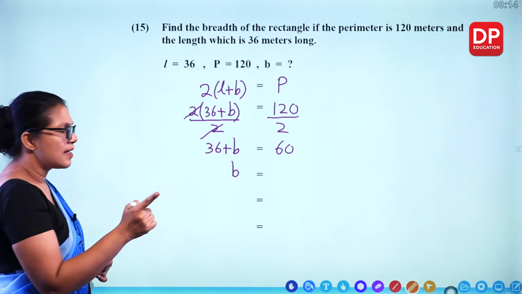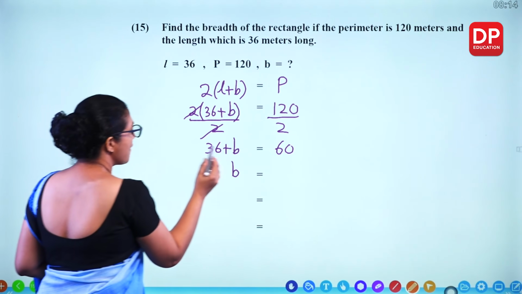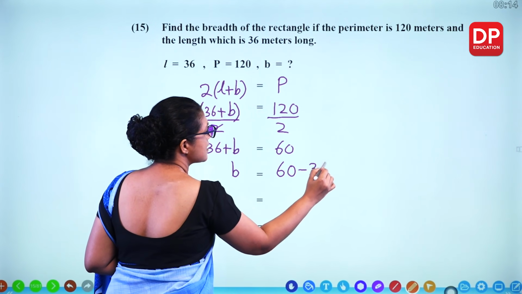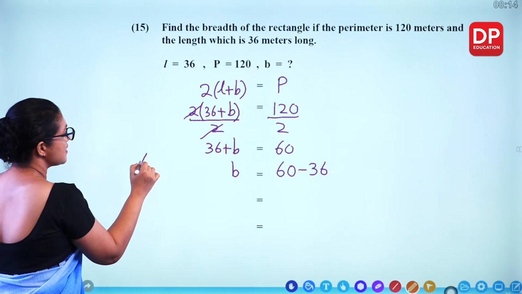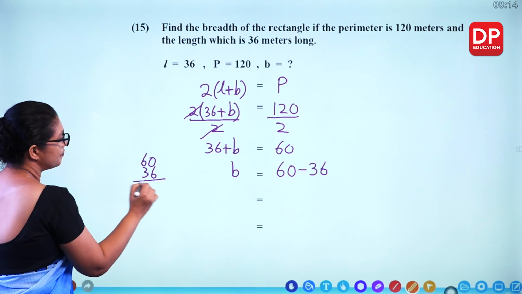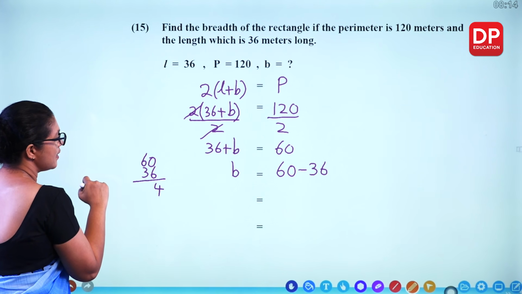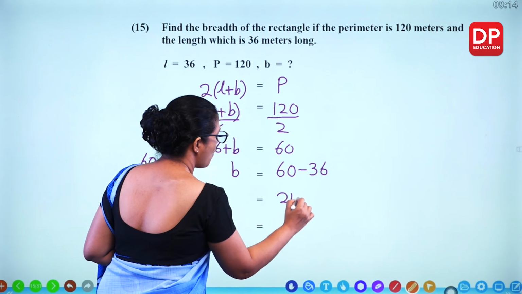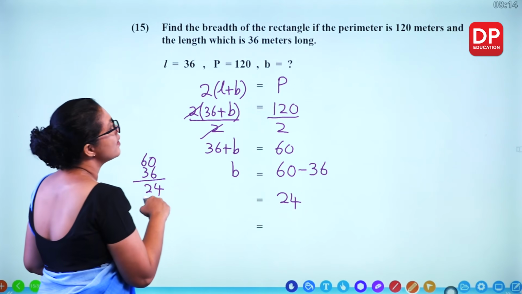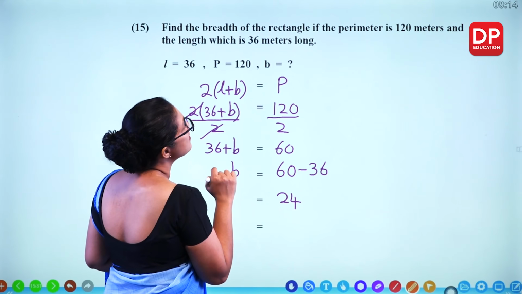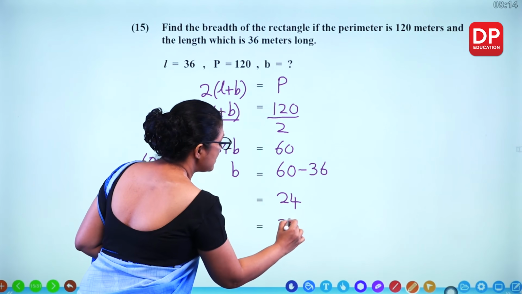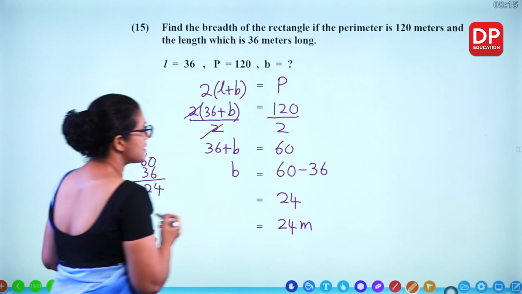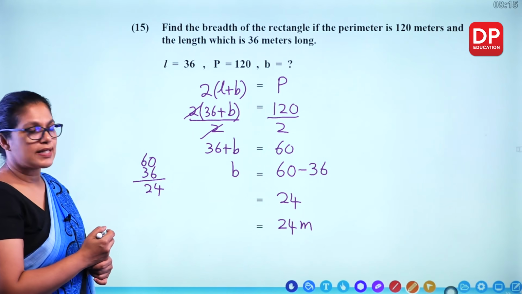Now how do you find B? Subtract 36 from both sides. So subtract 36, 60 minus 36. So what's 60 minus 36? 4 and here 4, 5, 6. 24 is the answer. What's the answer with units? 24 meters. So that's the breadth of this rectangle.